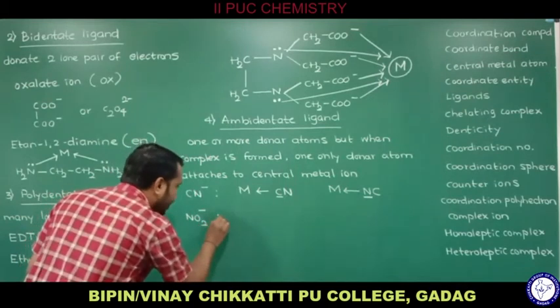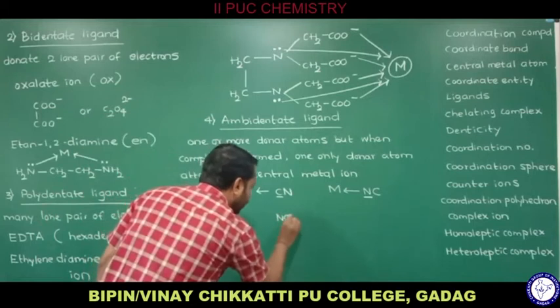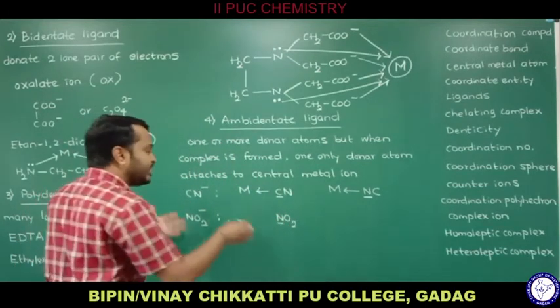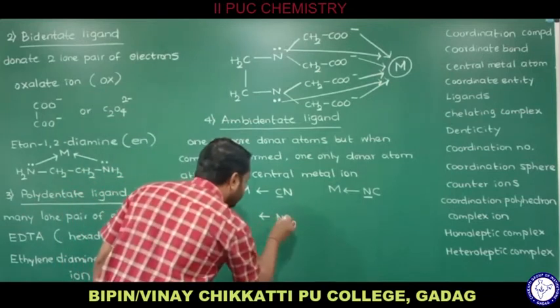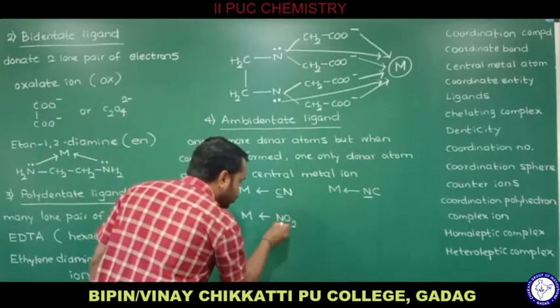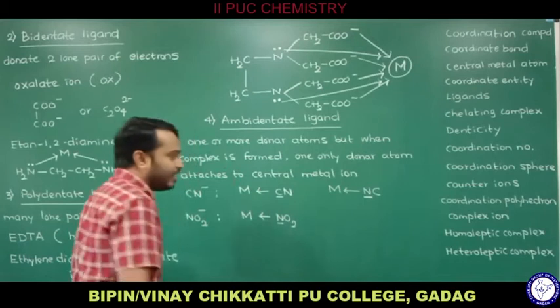NO2 minus. In NO2 minus, here we have a nitrogen as well as oxygen, both can donate a lone pair of electrons. If nitrogen donates the lone pair of electrons, this is the coordinate bond, isn't it? So nitrogen donates the lone pair of electrons to this metal. So nitrogen I underlined here.